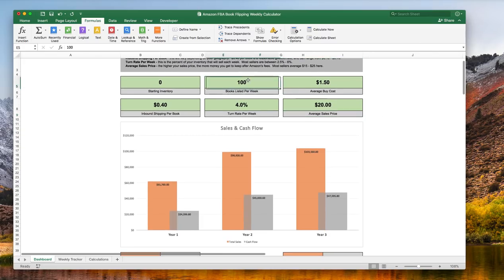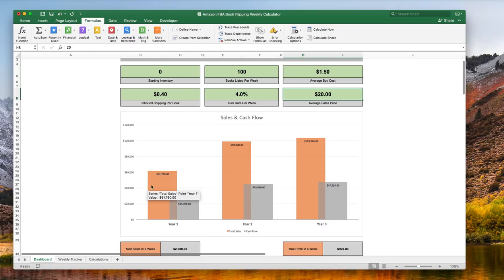So if you were able to find 100 books a week at an average buy cost of $1, if you're able to consistently sell 4% of your inventory a week and you keep feeding the beast at $20, year one, you're going to sell just under 62 grand worth of books and profit or cash flow roughly 24 grand. So not a bad start.